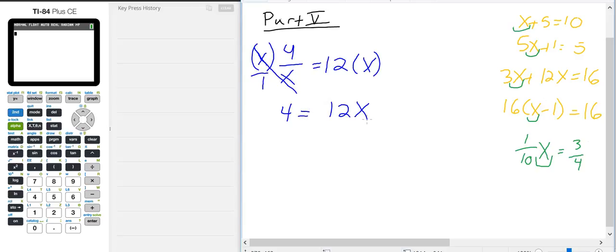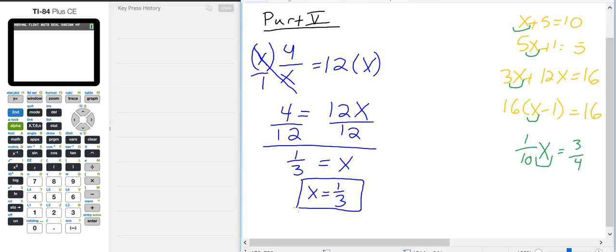Now we're going to divide by the coefficient of x to get x alone. Divide by 12, and x is equal to 1 over 3. 1 over 3 is equal to x, or x is equal to 1 over 3. Now you will want to plug this in to make sure it is correct. In this case it is. Why does that work?